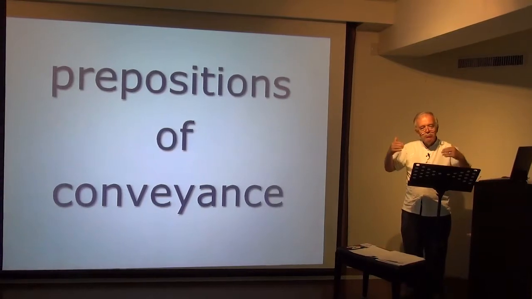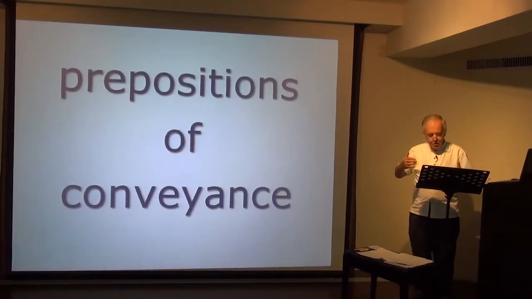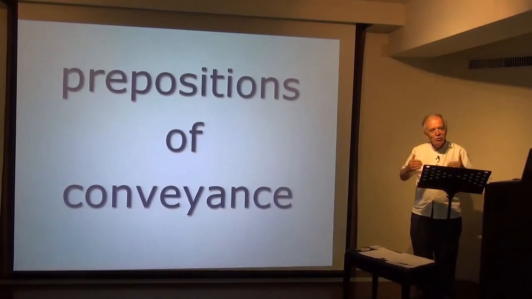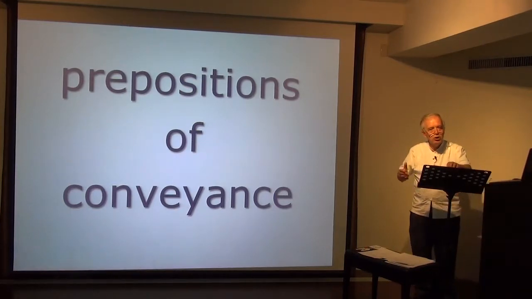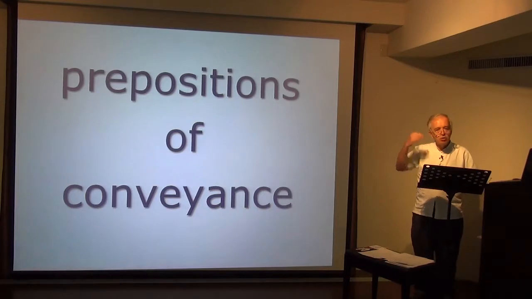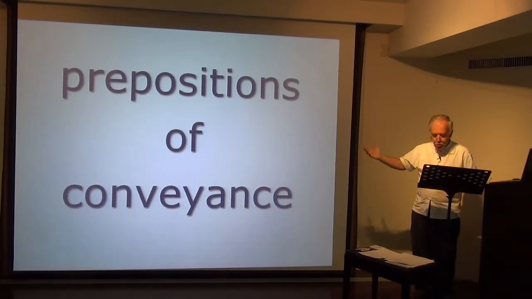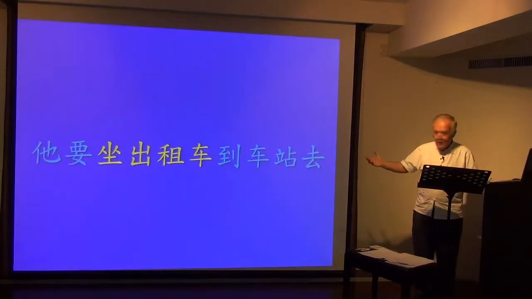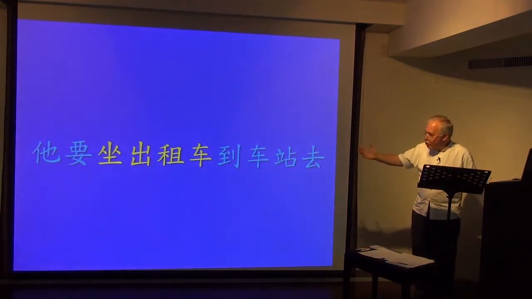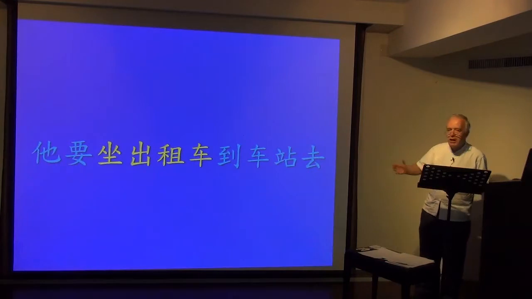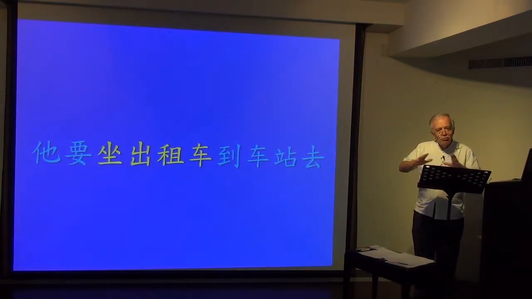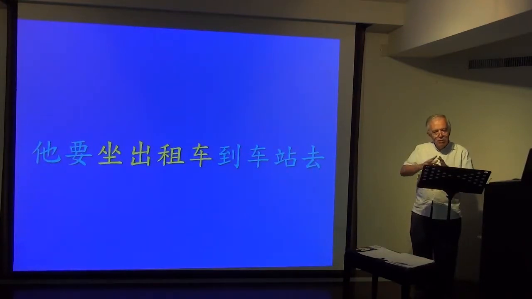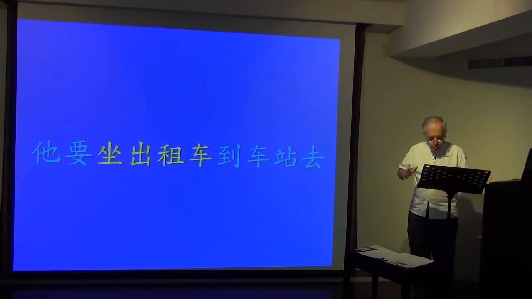坐 is when you ride in a conveyance with seats. 坐汽车, 坐公交车, 坐火车, 坐飞机, 坐船. A conveyance with seats, you use 坐. 他要坐出租车到车站去. But if it's something that you straddle, that you ride but you straddle it, we use 骑.